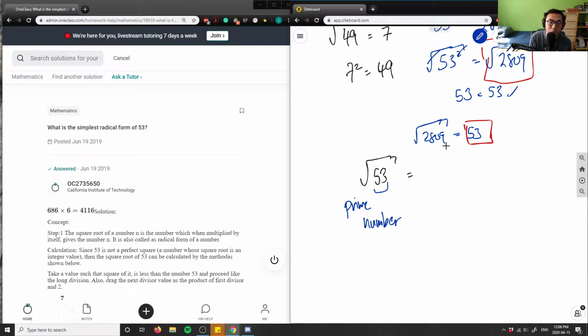I actually can't break that down into specific factors in order for me to find the simplest radical form. So this here is simply just root 53, right? I can't break this radical down into more parts. However, what we can do is you can sub in square root 53 on a calculator. It equals like 7 point something, right?